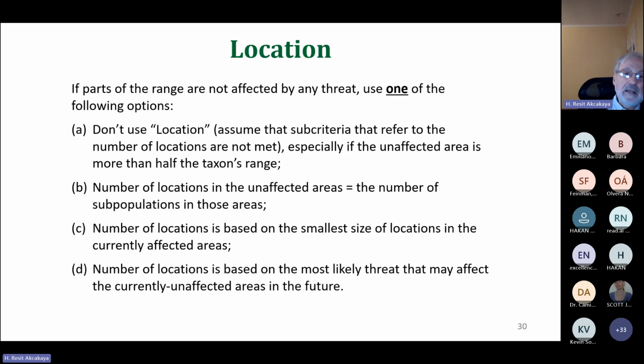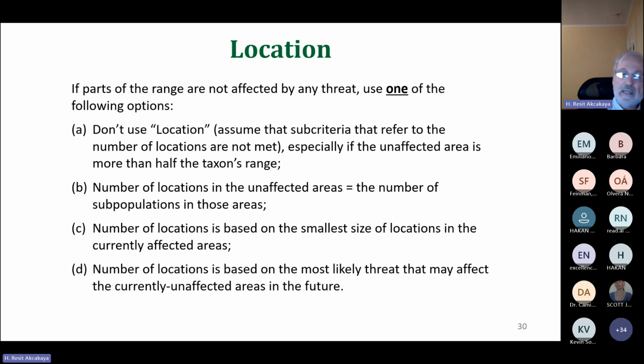Now, a common question that comes up is: okay, so location is based on threats, but I have a species that is under threat in one part of the range, but there are no threats in the other part of the range. What do I do in that case? Well, in that case, you can use one of the following options, and read about them a bit more in the guidelines, but the point is it's up to you to select one of them.